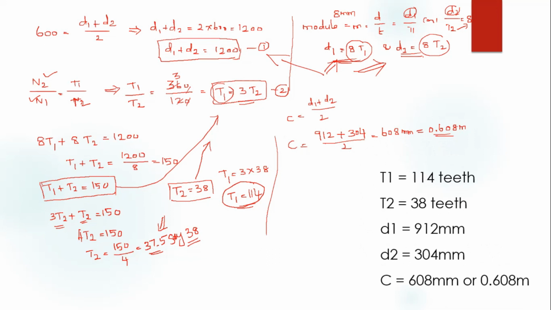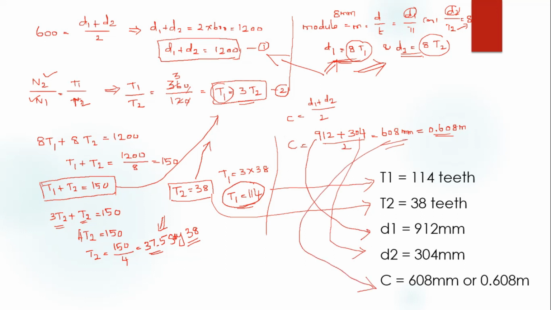Let me check the answer. Clear? So T1 equals 114 and T2 equals 38 teeth, D1 equals 912 and D2 equals 304, and finally what we got: C, the center distance, equals 608 mm. Right? Clear? Thank you.